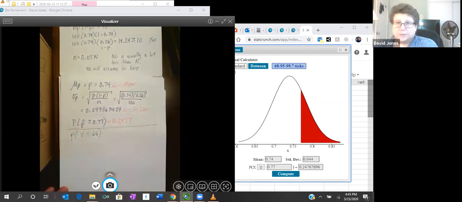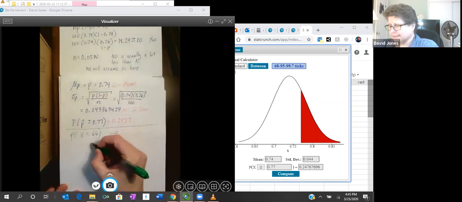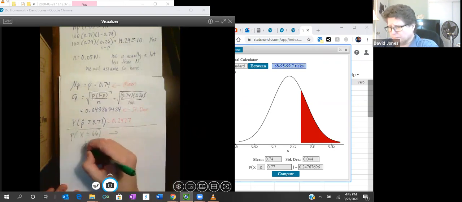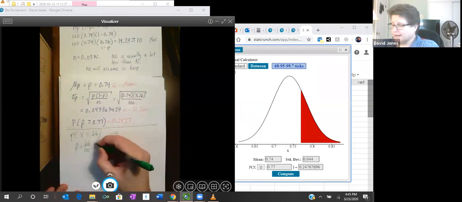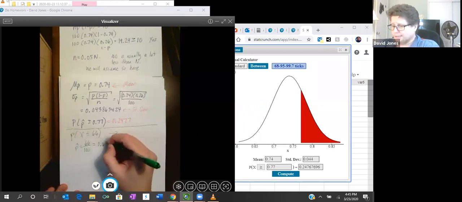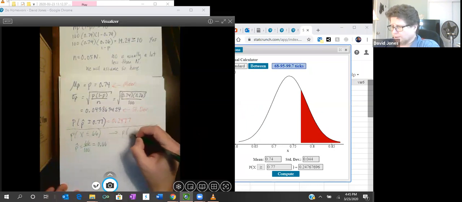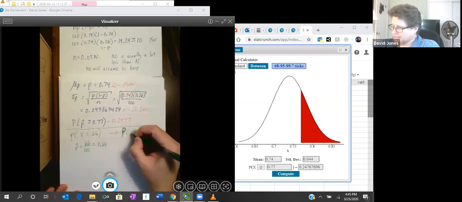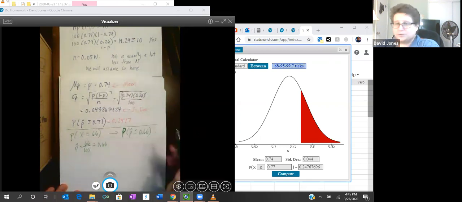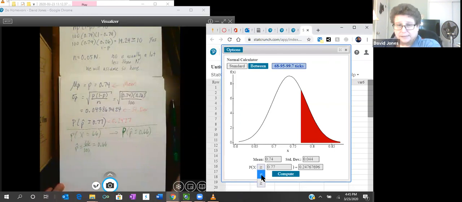We don't want to work with X though. We want to work with P. How does that translate? There were 100 people in the sample, so P hat is 66 over 100, which is 0.66. What I'm looking for is the probability that, big P on the outside, P hat is less than 0.66, using the same mean and same standard deviation we did in the last problem. So let's do that.